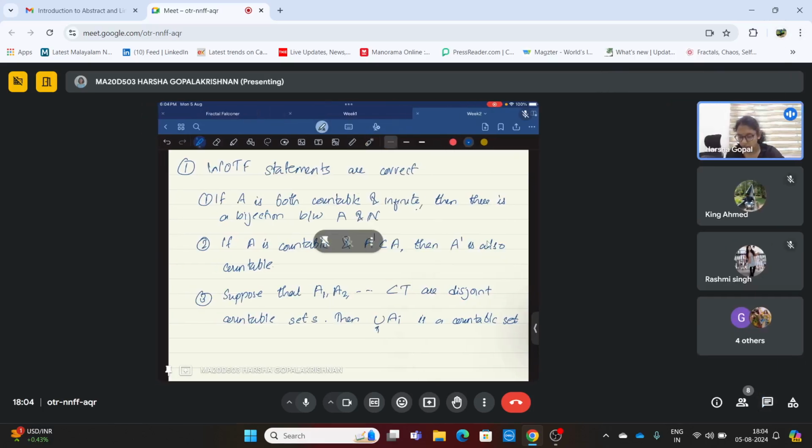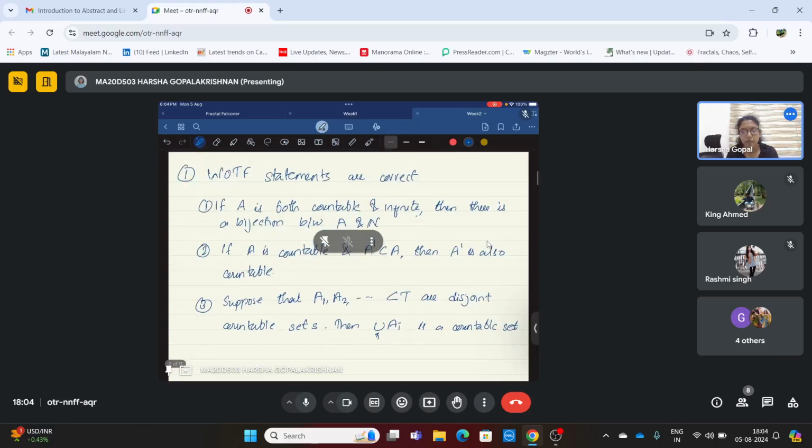Okay. So first we will start with the first question. The question is, which of the following statements are correct? We have 3 statements here. You can tell what are all the correct statements from these 3. The first statement is, if A is both countable and infinite, then there is a bijection between A and N, where N denotes the set of all natural numbers. So can you tell whether the first one is correct or not?